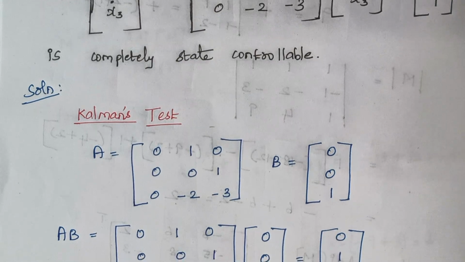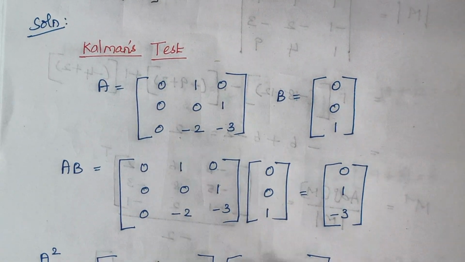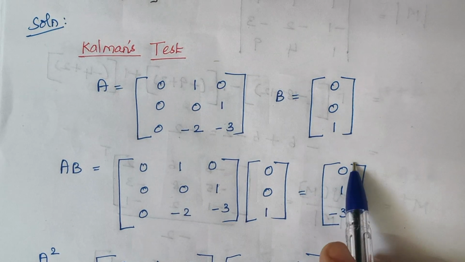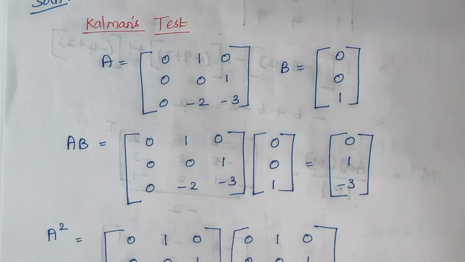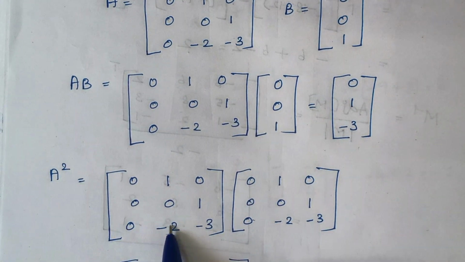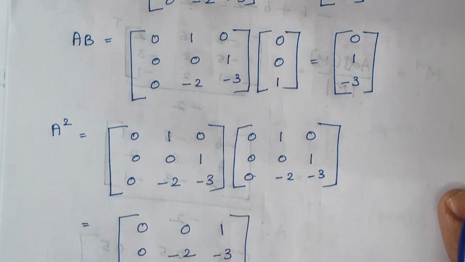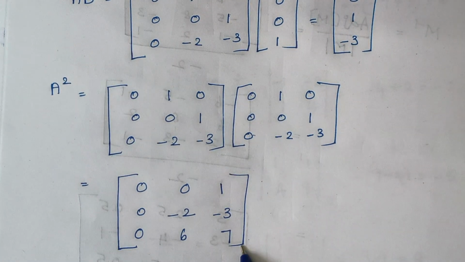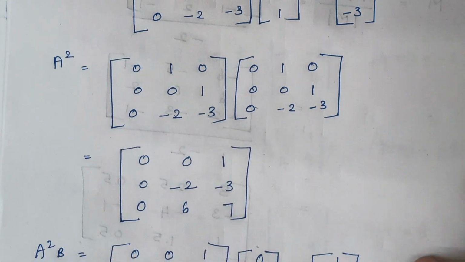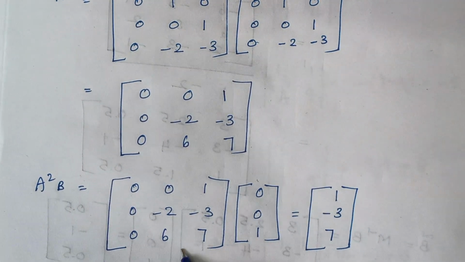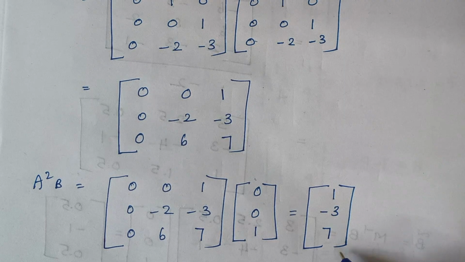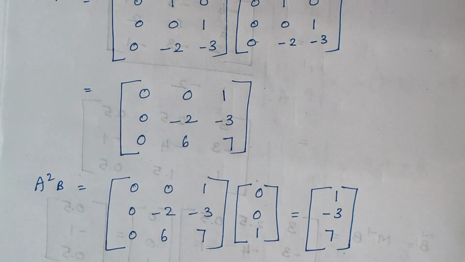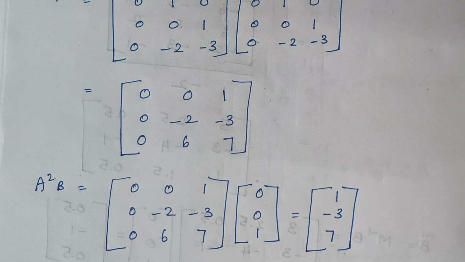The first thing is calculating the value of AB. It is simple matrix multiplication and this is your answer. The next step is to calculate A square B. Here I am calculating A square, that is A multiplied with A, which gives the answer of A square. Now we proceed to A square B. This is your value of A square and this is your B matrix. When you multiply, we end up with the A square B matrix. Now we have the B matrix, AB matrix and A square B matrix.